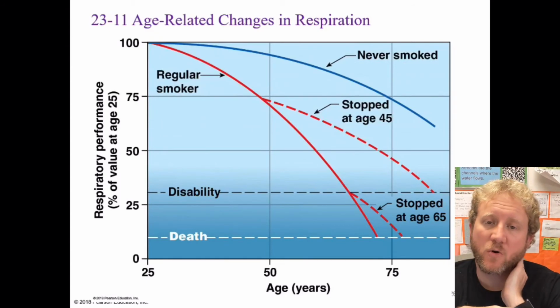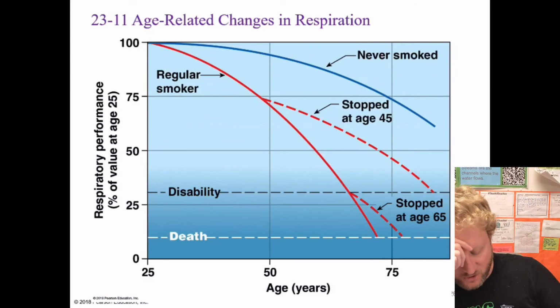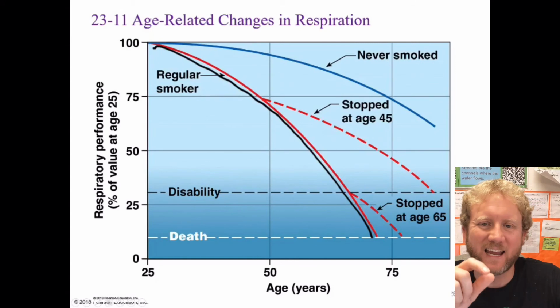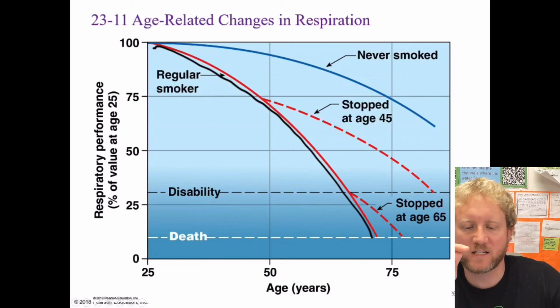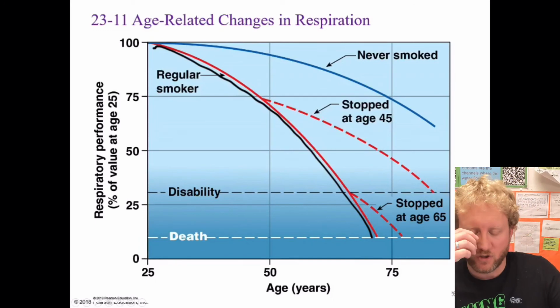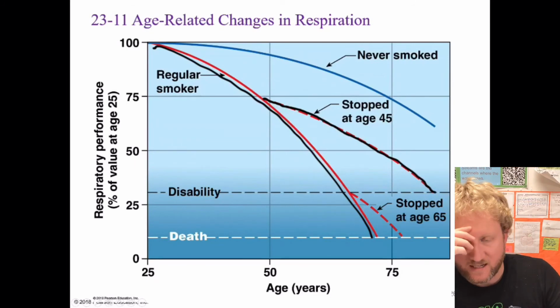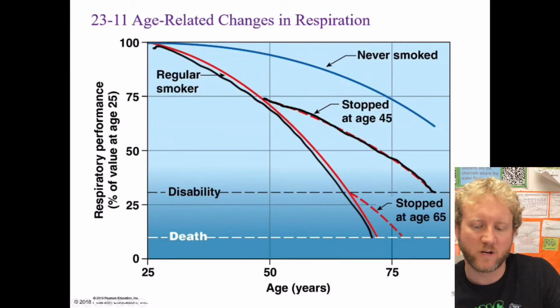Now, if you smoke, that's the solid red line there, it decreases a whole lot faster. You'll never regain your lung function if you smoke. The only thing you can do is basically stop the rapid decline. So, for example, if you stopped at age 45, your lung function is still declining. It's just not going to decline as fast as it was if you had been smoking that whole time.